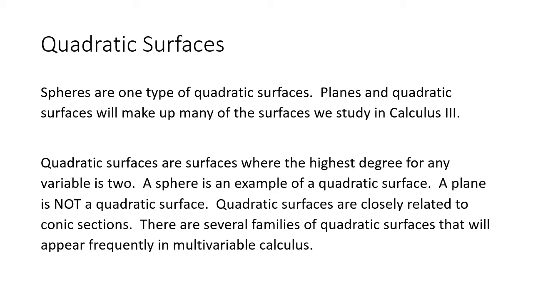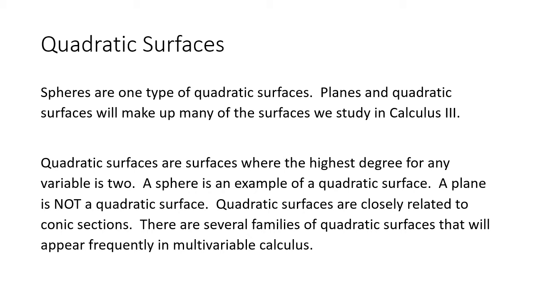The sphere is only one type of surface called a quadratic surface. Most of the surfaces we study in Calc 3 are either planes or some form of quadratic surface. They'll make up probably the majority of the surfaces we look at, not all, but quite a bit. Quadratic surfaces are surfaces where the highest degree of any variable is 2. If every exponent, or every degree, is 1, that's a plane, and a plane is not a quadratic surface.